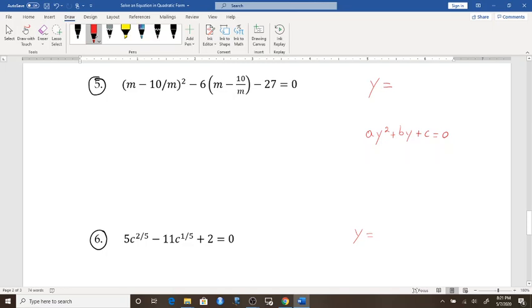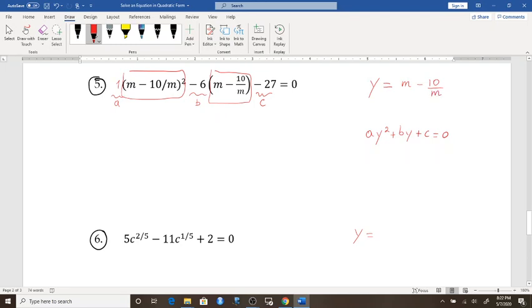Okay, so in order to identify y, let's identify a, b, and c. c is negative 27, b is negative 6, and a is the number in front of this parenthesis, so a must be equal to 1. So y will be given by all of this term, and this is going to be y squared, right? So y is equal to m minus 10 divided by m. So that's the substitution you're going to make.